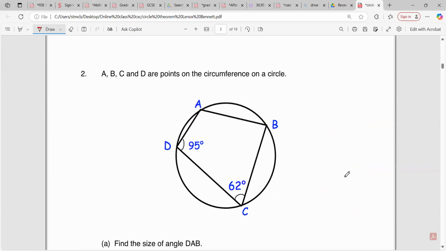Another one. It says A, B, C, and D are points on the circumference of the circle. Find the size of angle DAB.